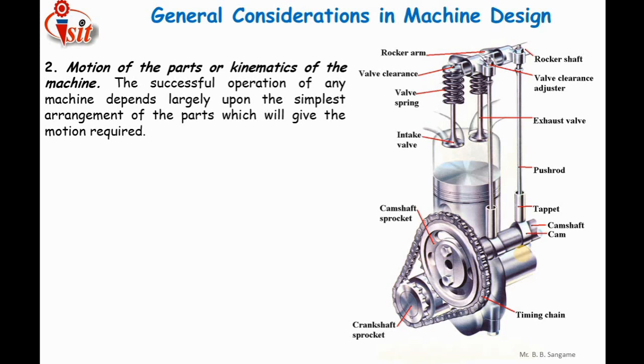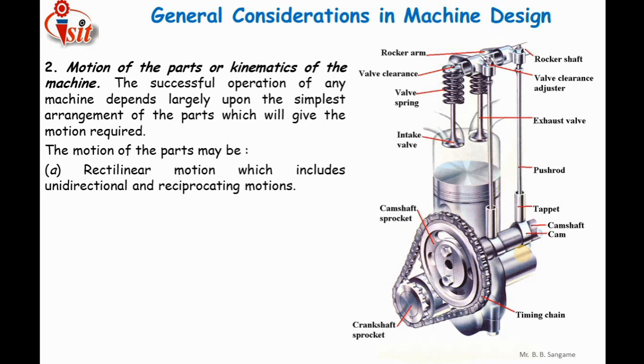The successful operation of any machine depends largely upon the simplest arrangement of parts which will give the motion required. As we know, a machine is the combination of many links and mechanisms, and they will have some relative motion between them, and that relative motion should be smoothly executed.